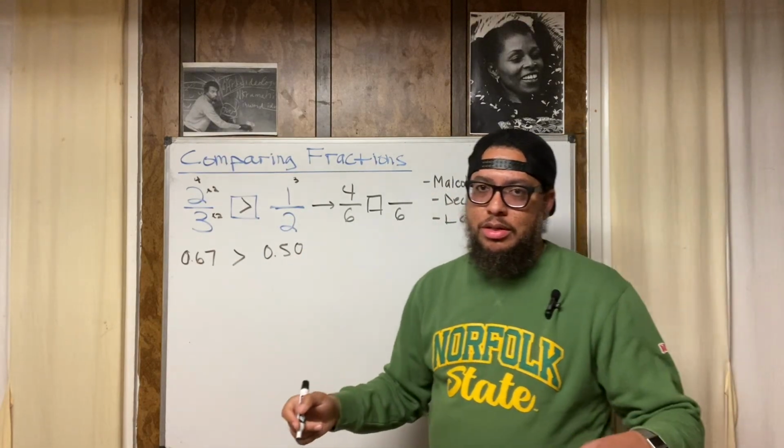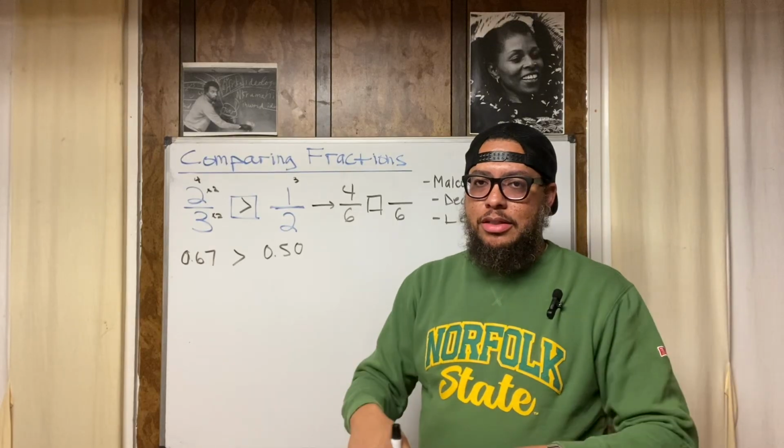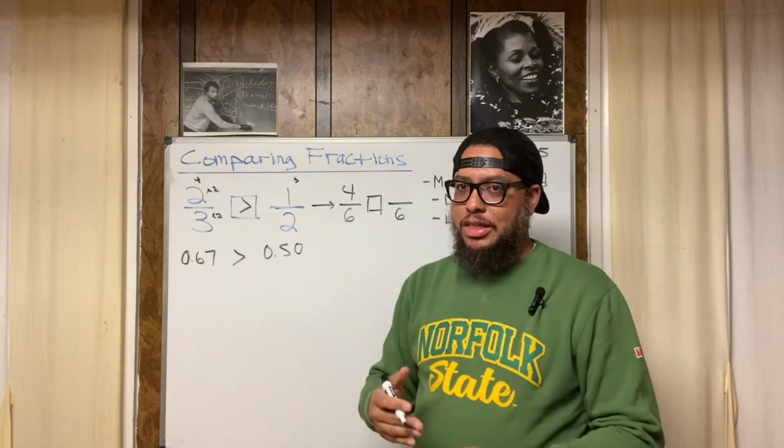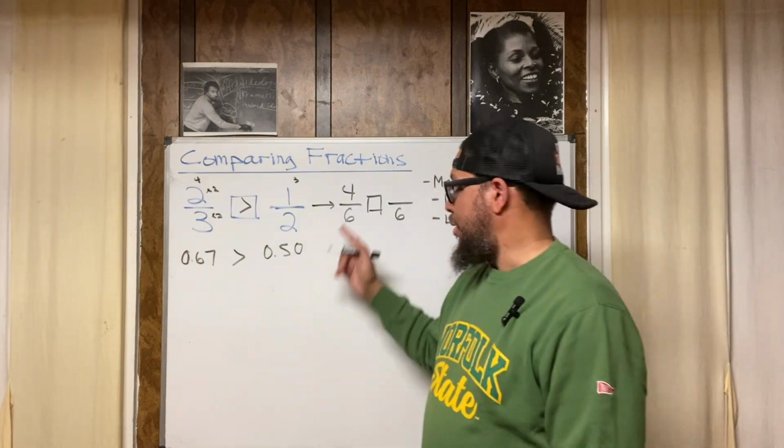Just like when you get a large pizza, it's got 8 slices. If you cut each slice in half, now you got 16 slices. So you have 16ths. Same concept. All right.